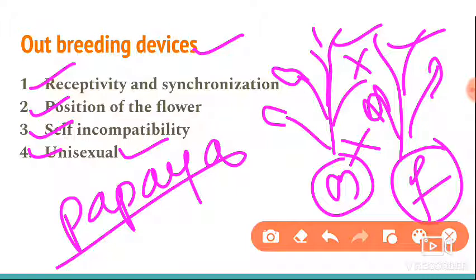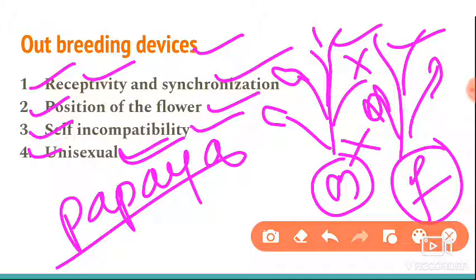These are the four important outbreeding devices. Students, please remember the first one: you can write synchronization, or you can write receptivity, or you can write both. Both are correct. Then the position of the flower, or you can write the position of the reproductive organs. Then self incompatibility is important. Whenever they ask the question on outbreeding devices, you have to mention self incompatibility. Then the production of unisexual flowers. There are four, and all four are very simple.